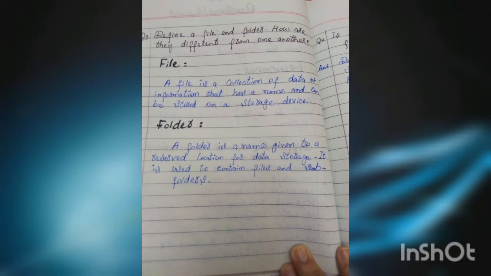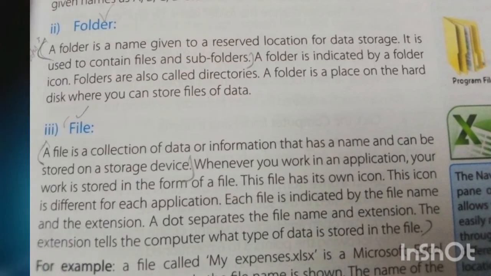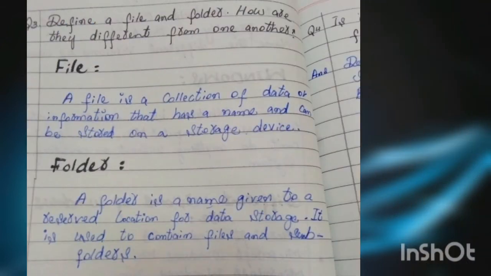Now move on question number 3. Define a file and folder. How are they different from one another? Answer is on page number 31. First you write heading file. A file is a collection of data or information that has a name and can be stored on a storage device. That's it.